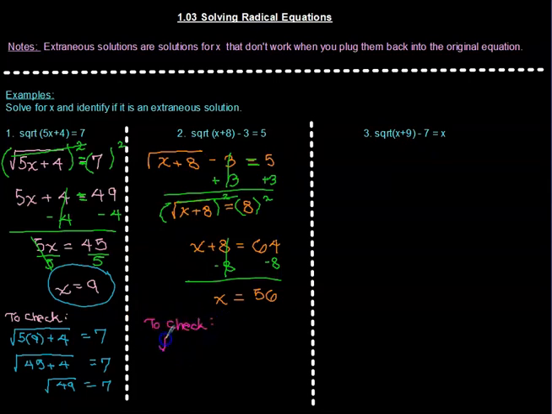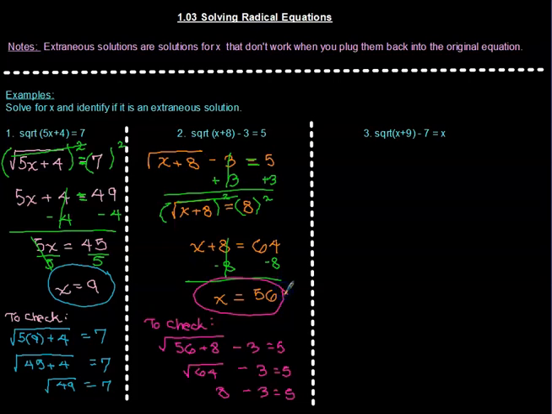So from here, I'm going to check my answer. I'm going to take the original problem, which says the square root of 56 plus 8, minus 3 should equal 5. So 56 plus 8 gives me 64, minus 3 should equal 5. The square root of 64 is 8. 8 minus 3 does equal 5. So x equals 56 is a solution.